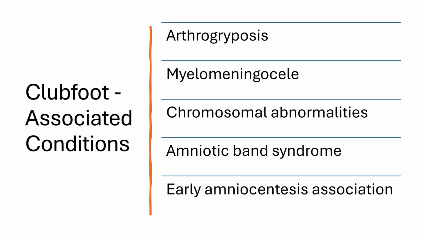Recognizing the conditions associated with clubfoot helps you determine when isolated foot treatment suffices versus when comprehensive evaluation becomes necessary. Arthrogryposis presents with multiple joint contractures and muscle weakness, creating rigid clubfoot deformities that require surgical correction. Myelomeningocele causes muscle imbalances due to spinal cord abnormalities, leading to clubfoot that often recurs despite treatment because the underlying neurological problem persists. Chromosomal abnormalities can include clubfoot as part of broader developmental disruptions affecting multiple organ systems.